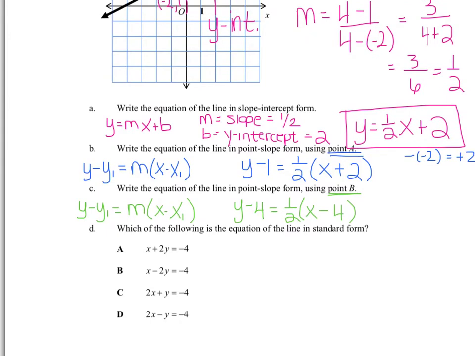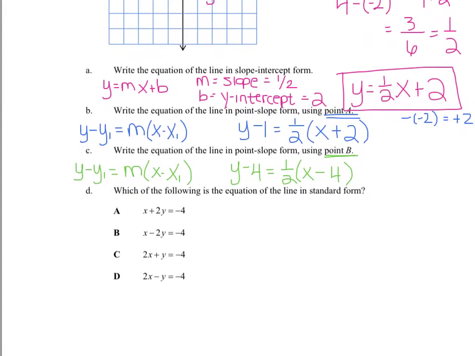Finally, which of the following is the equation of the line in standard form? So I'm going to start with y equals 1/2 x plus 2, because I want my slope-intercept form, and I'm going to put that in standard form. That's the easiest way to do it. Next thing I know, I want all of my x's and y's on one side. I also need my coefficients of x and y to be whole numbers, not fractions. They can be integers too for y, but the coefficient of x has to be positive.